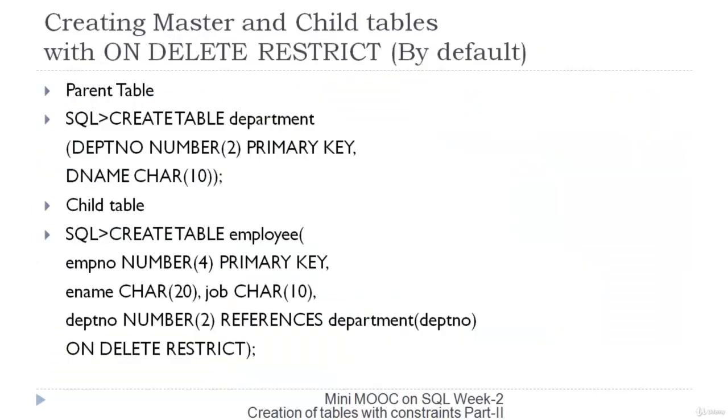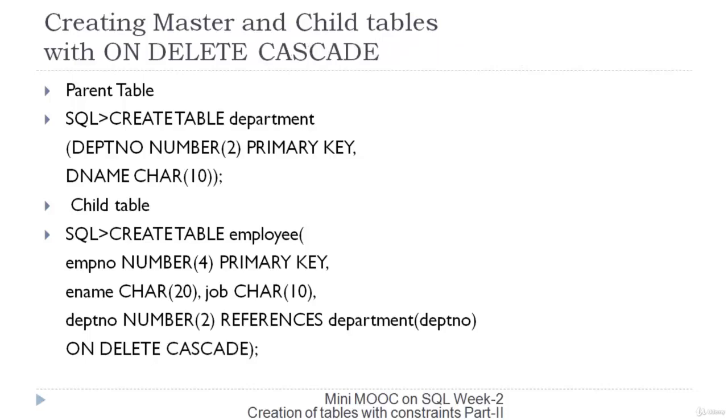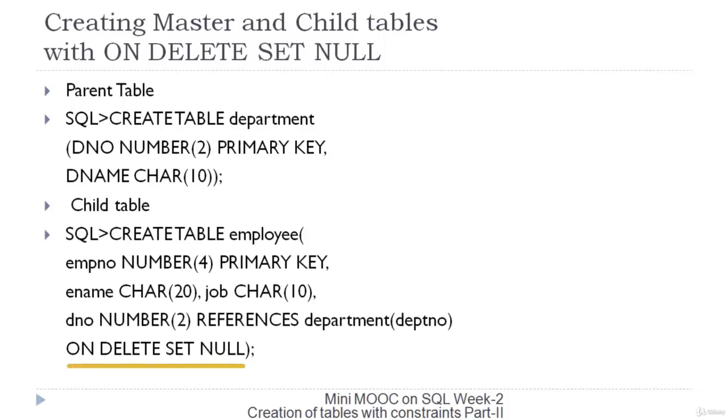To implement these concepts, we can specify them during creation of the foreign key constraint. Here, department is a parent table and employee is a child table. We have applied the on delete restrict constraint during creation of the foreign key. It means we cannot remove master records or parent records if their corresponding child records are present in the child table. We can also specify on delete cascade to remove both parent and child records at the same time. We can specify on delete set null to set null in the child table if the corresponding parent record has been removed.